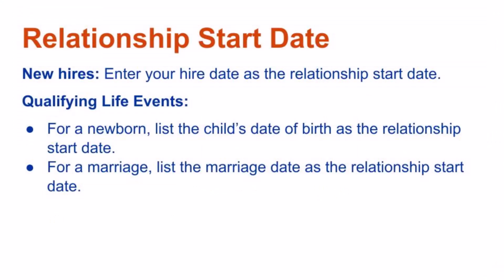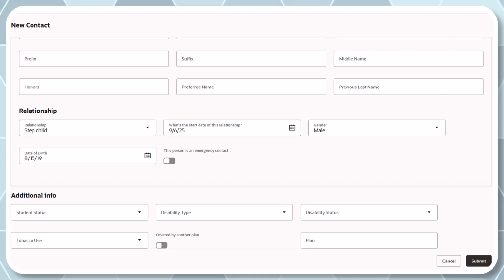If you are a new hire adding a contact, you will enter your hire date as the relationship start date. If you are adding a newborn as part of a qualifying life event, list the child's date of birth as the relationship start date. Similarly, a marriage qualifying life event should list the marriage date as the relationship start date. Enter the relationship start date.